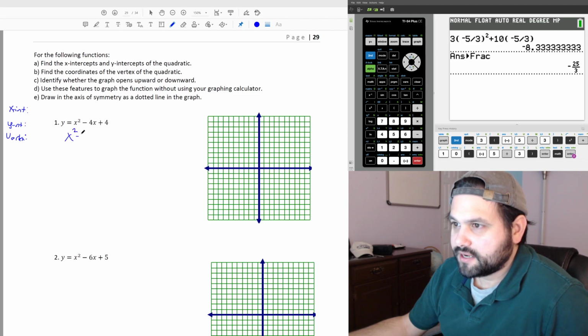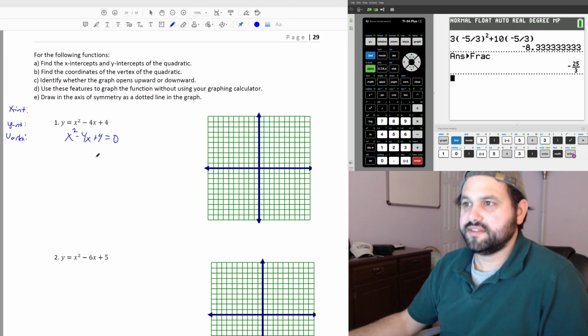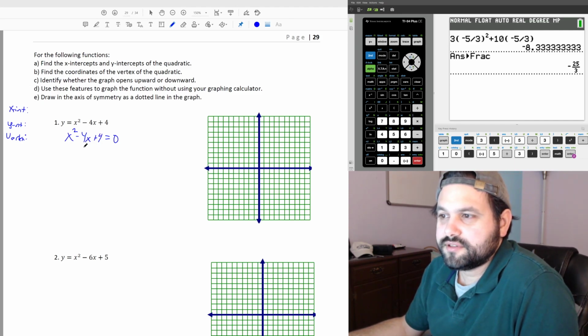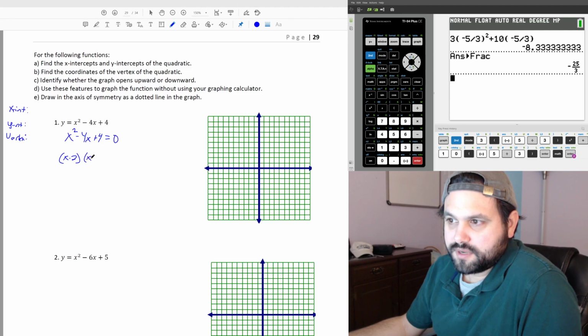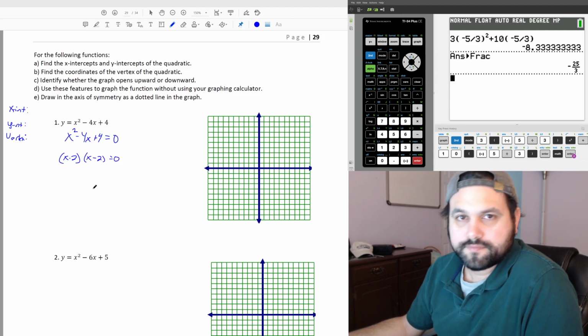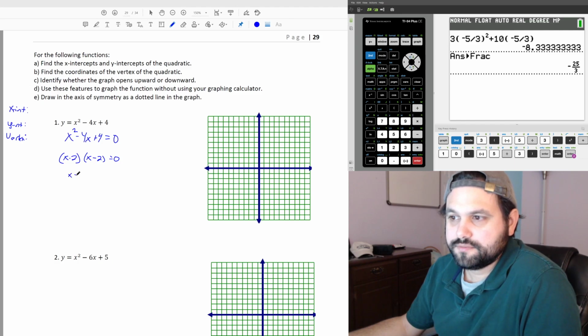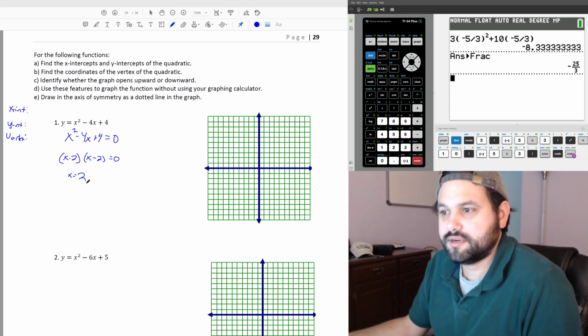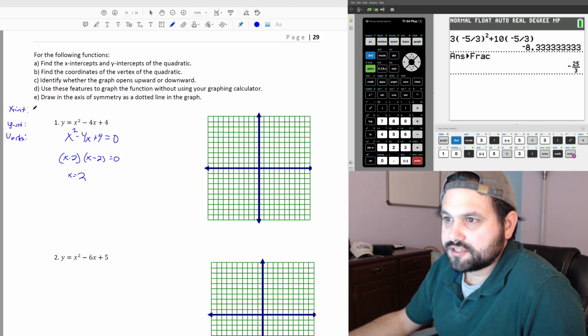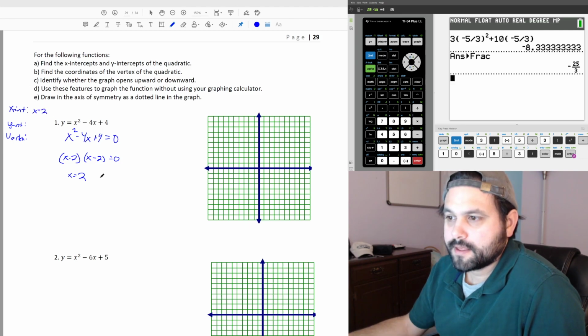x squared minus 4x plus 4 equals 0. I'm going to find the x-intercepts. I'm going to factor this. This is a sum product. Are there numbers that multiply to 4 and add to make -4? Yes, this would factor into x minus 2 and x minus 2. Okay, and so we solve this, we get x equals 2. And x equals 2, right? But it's only one solution there. x equals 2. So my x-intercept is x equals 2. The y-intercept is 4.